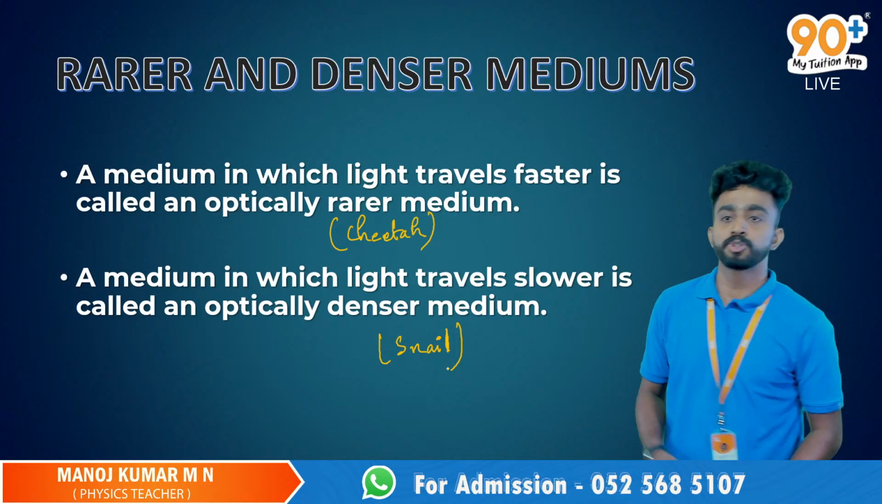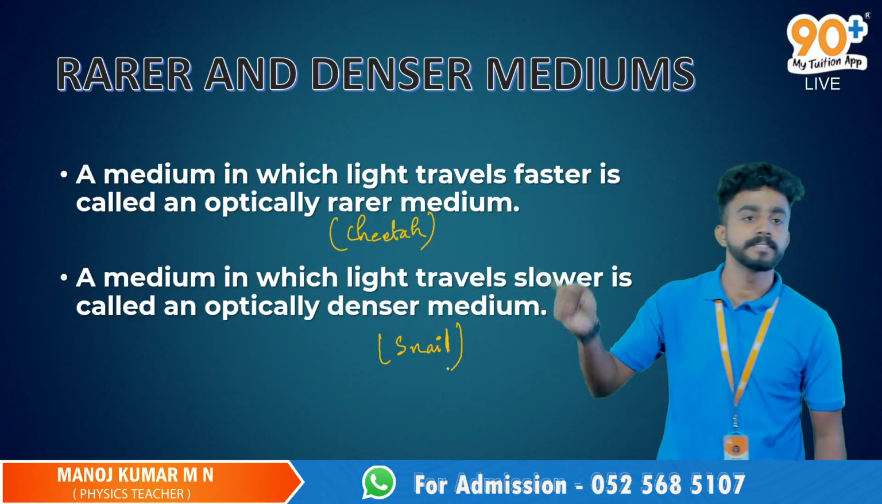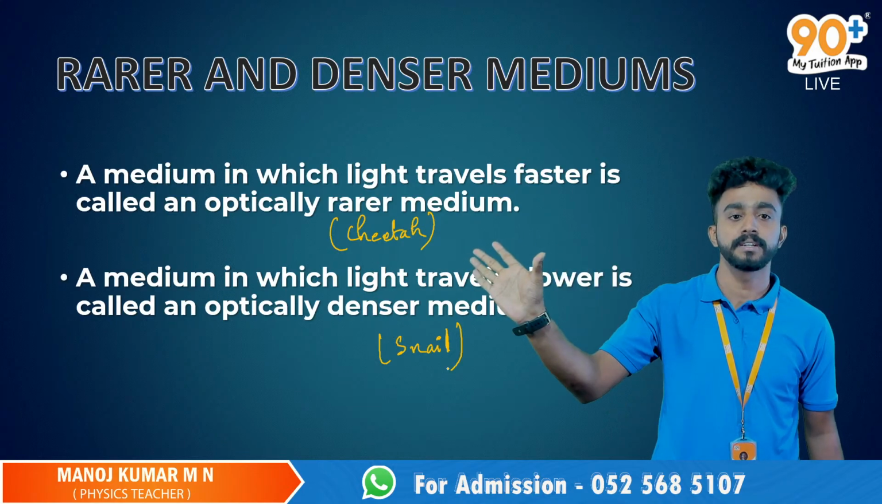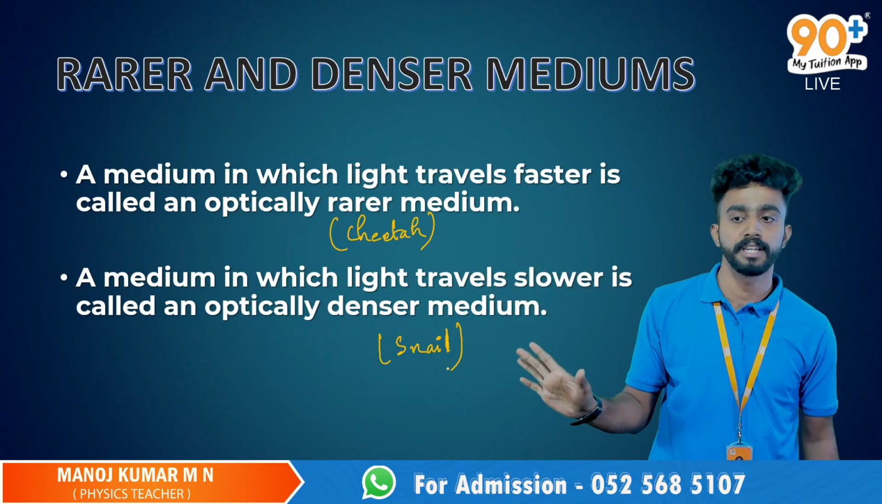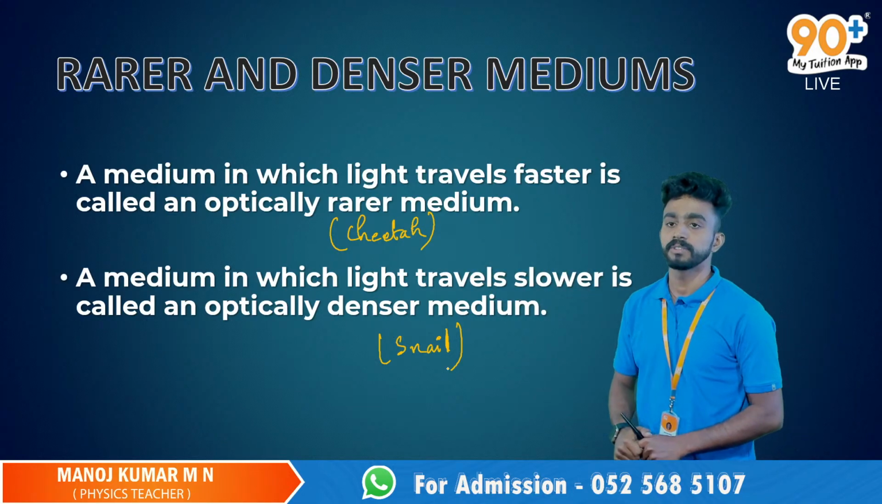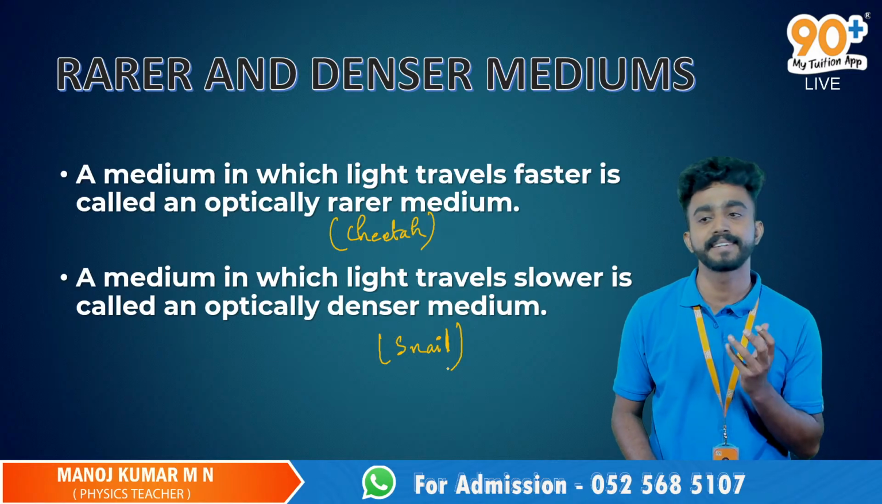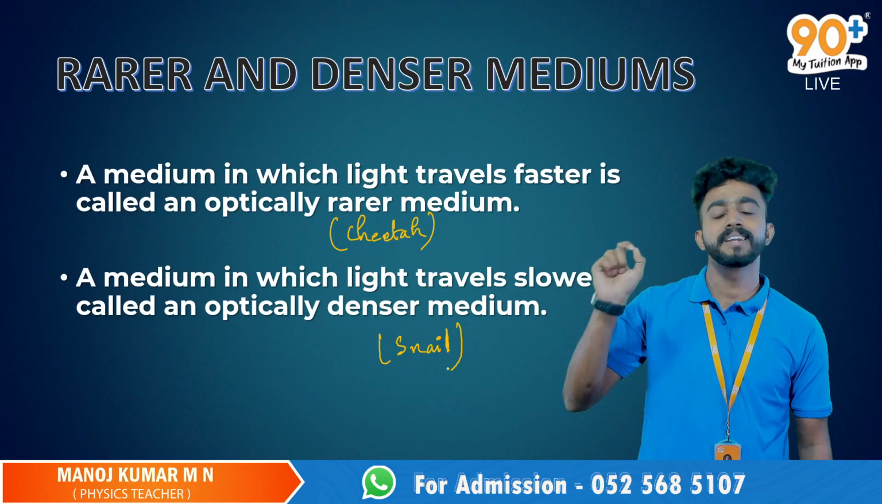Fine. So cheetah and snail. Don't forget. Rarer medium, cheetah. Denser medium, snail. Don't forget. In denser medium, light travels slower. In rarer medium, light travels faster.